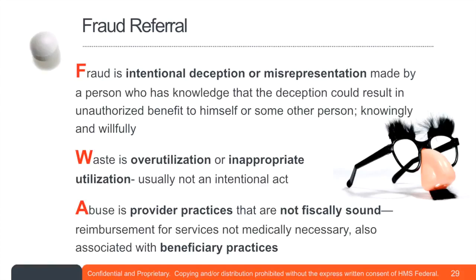Okay, now we're going to move into fraud referral, and a quick definition of what fraud, waste, and abuse is, and I'll try to give some examples as I go through this. So fraud is the biggie. Fraud is the intentional deception or misrepresentation made by a person who has knowledge that this deception could result in an unauthorized benefit. The key is that it's knowingly and willfully. Waste is overutilization or inappropriate utilization, and it may not be intentional; it's usually not a crime.